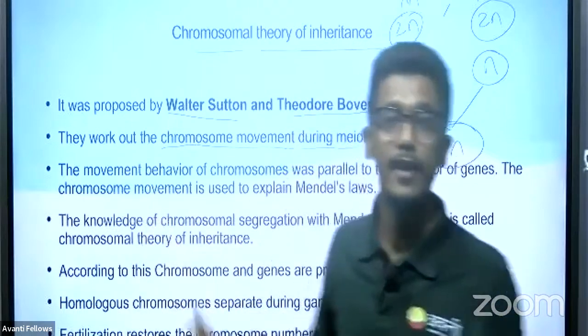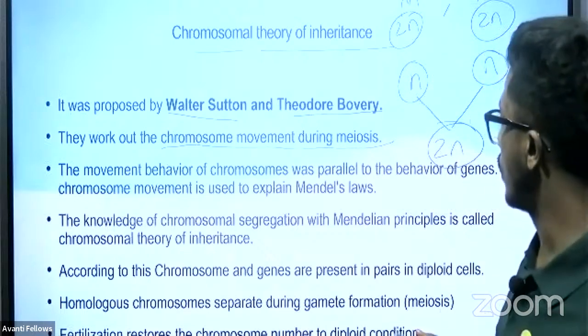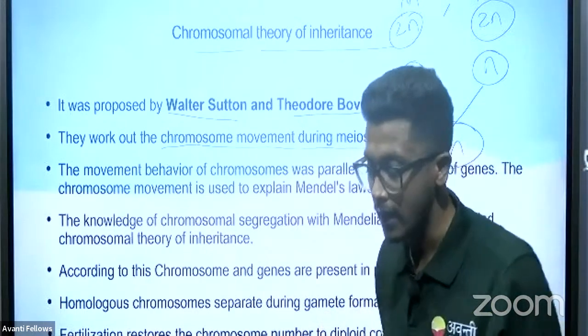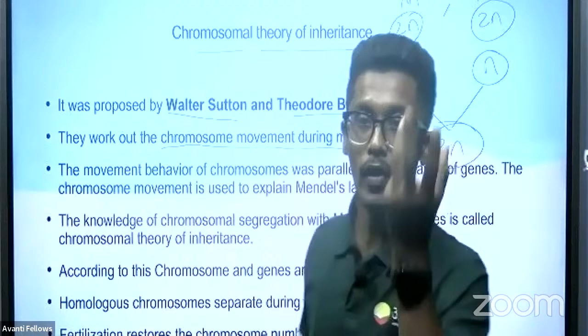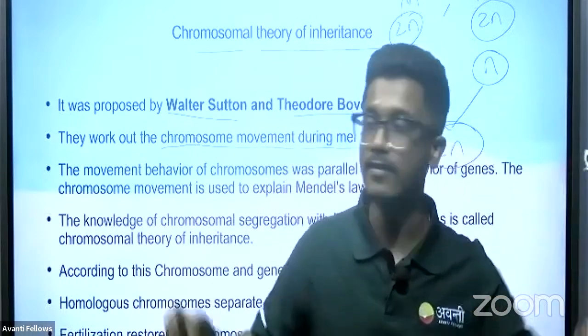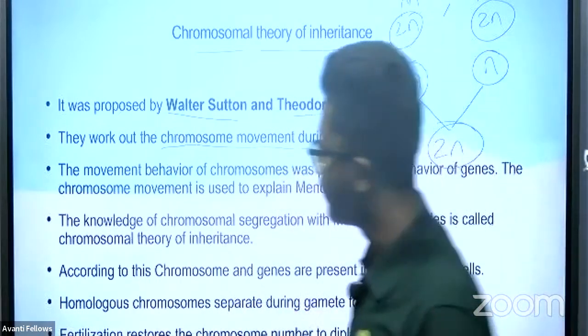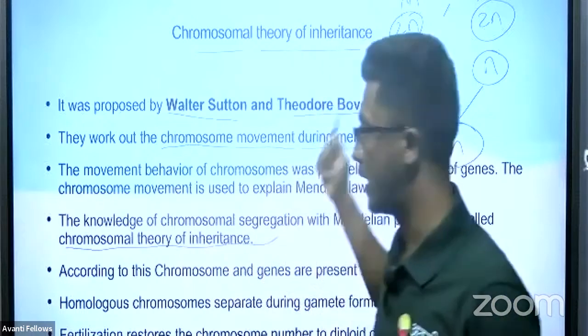That's what these scientists recognized during meiosis. After they recognized this, they understood one thing: whatever Mendel was referring to as factors, the same kind of behavior can be seen even in the chromosomes. So that's why they gave something called the chromosomal theory of inheritance.